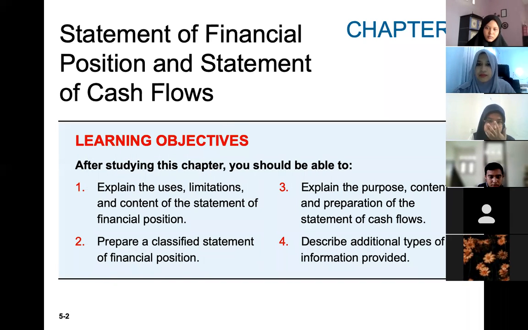Okay. So like I always mention, you have learned about all these financial statements. It's just that we are going a little bit deeper, in terms of structure, in terms of format, and the content of the statement. Maybe you learned it in a simpler format previously. So now we're looking into a more complex and more comprehensive format of the financial statements. Particularly for today is the statement of financial position and statement of cash flow.